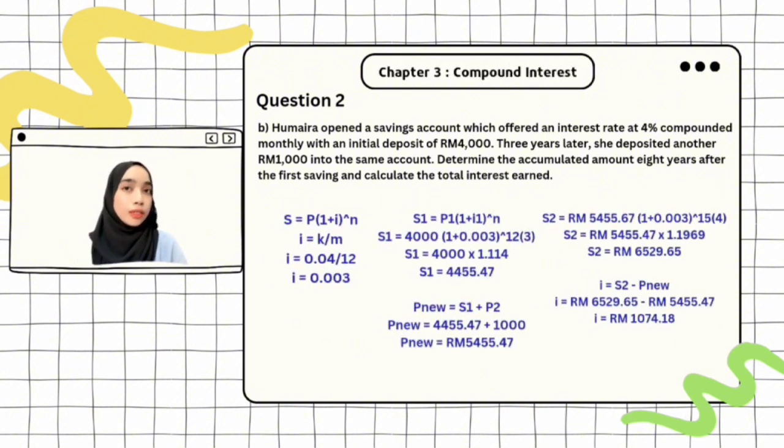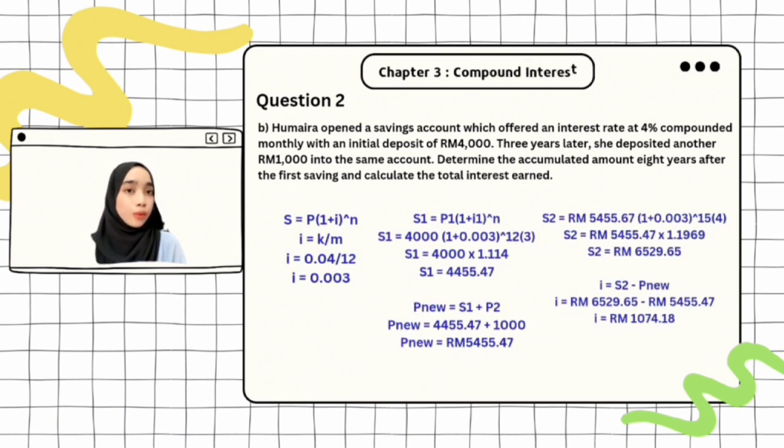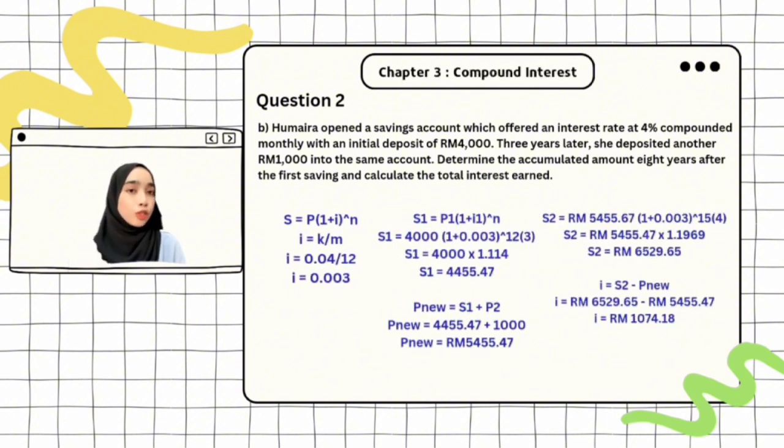Second, we need to use the formula for S. S1 equals P bracket 1 plus I power N. S1 equals RM4000 bracket 1 plus 0.003 power 36. S1 equals RM4000 multiply 1.114. S1 equals RM4455.47.